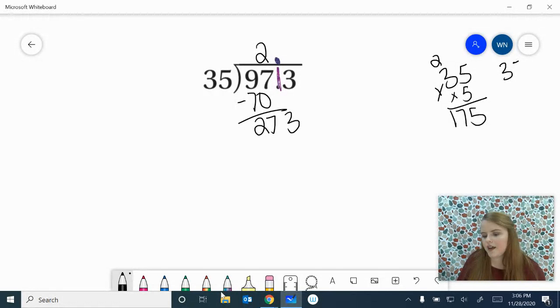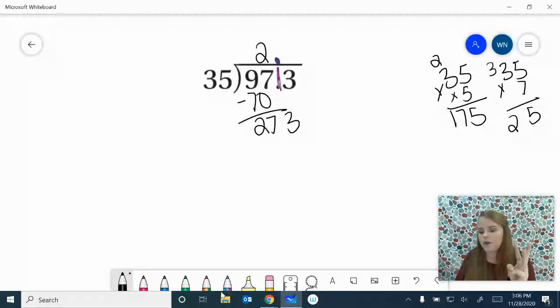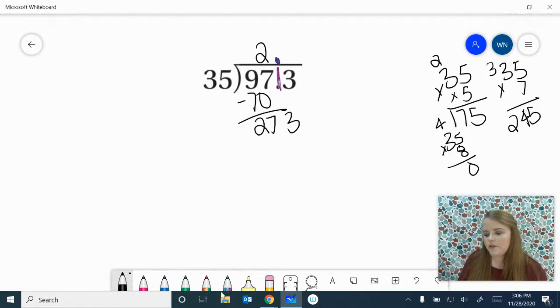Let's try 35 times 7. 7 times 5 is 35. 7 times 3 is 21, 22, 23, 24, 245. Are we going to get any closer is the question. Let's try, just in case. 35 times 8. 5 times 8 is 40. 3 times 8 is 24, 25, 26, 27, 28. Nope. Super close, but it's got to be 7.